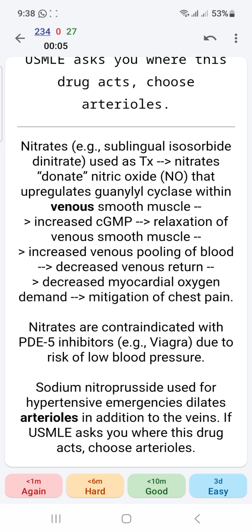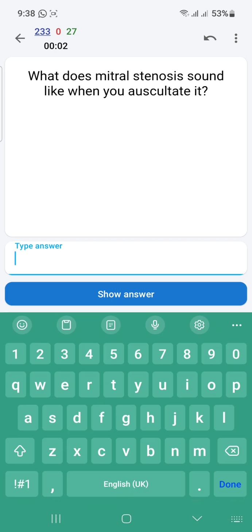Sodium nitroprusside, used for hypertensive emergencies, dilates arterioles. By the way, I don't even know if my voice is being recorded, so this is just me talking to myself. Don't feel important. Sodium nitroprusside is used for hypertensive emergencies and dilates arterioles in addition to the veins. If you are simply asked where this drug acts, choose arterioles. What does MS sound like when you auscultate it?